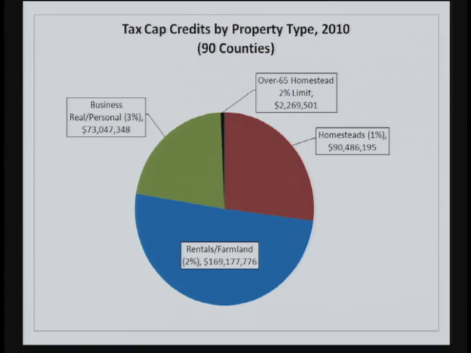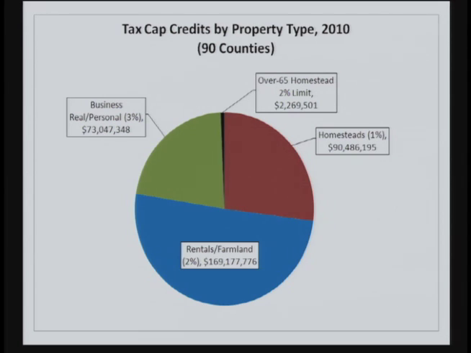Here's a pie chart that shows where the tax cap credits actually go to. Now, tax cap credits are the device that is used to reduce people's property taxes down to their cap rates. If you get a credit, it means that your tax bill would have been higher, but it has been reduced by the tax caps. And what you'll see here is that businesses have received about a quarter of all the tax cap credits. Homesteads have received about a quarter of the tax cap credits. And rentals, residential rental property, rental housing, and farmland have received about half, a little bit more than half of all the tax cap credits.